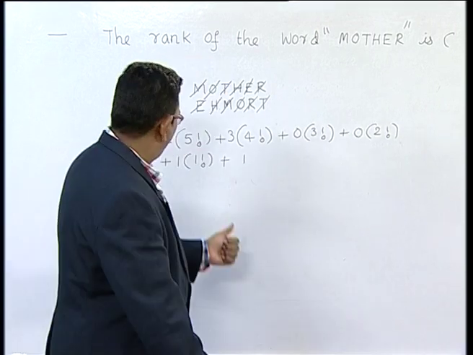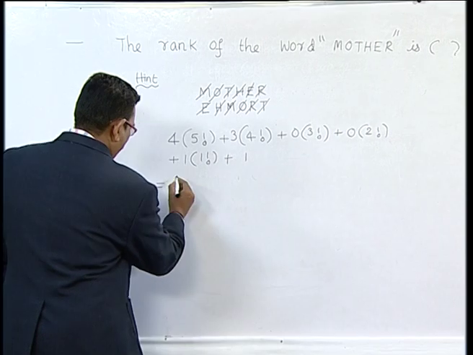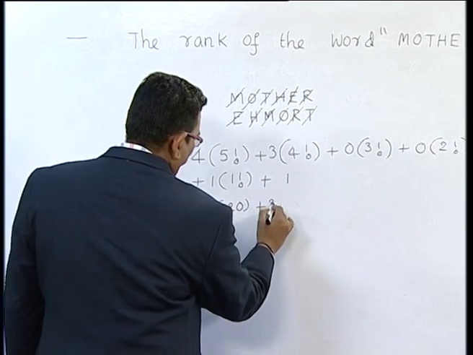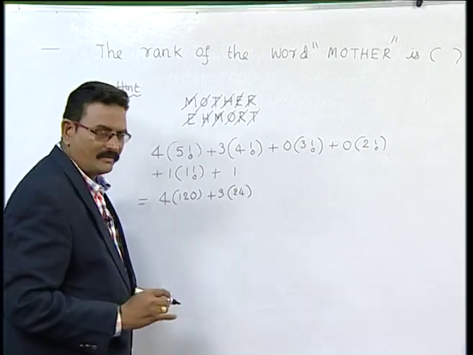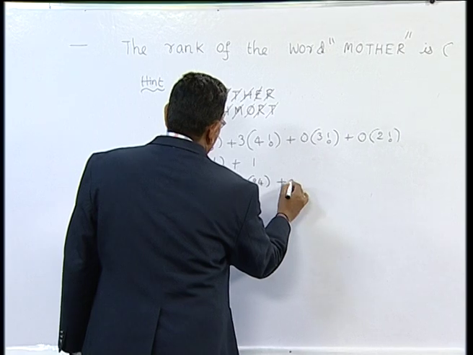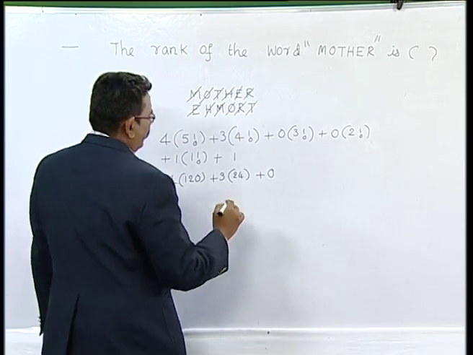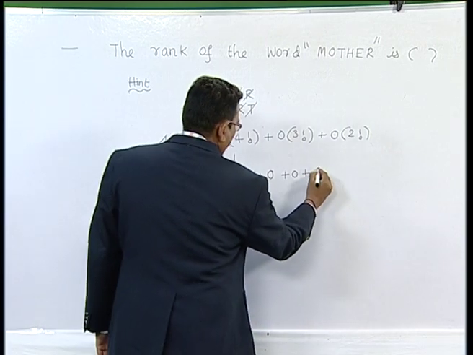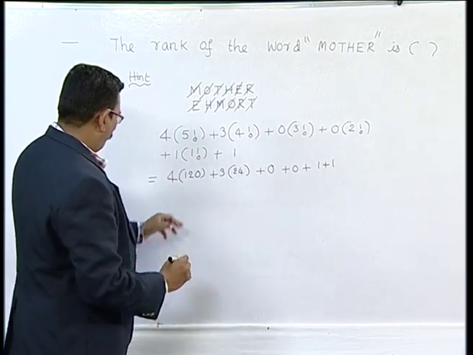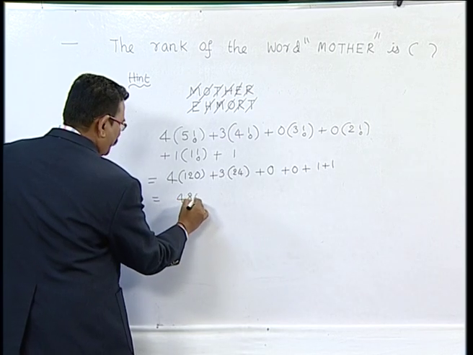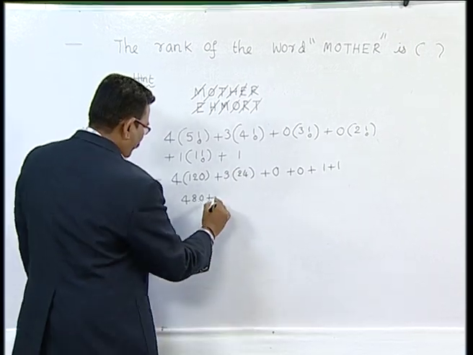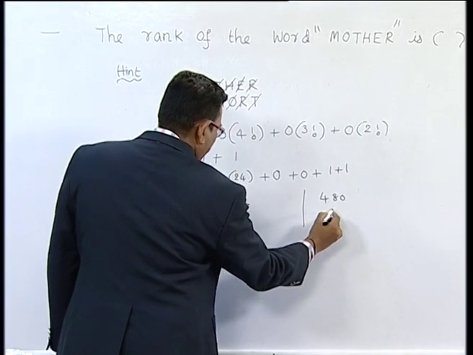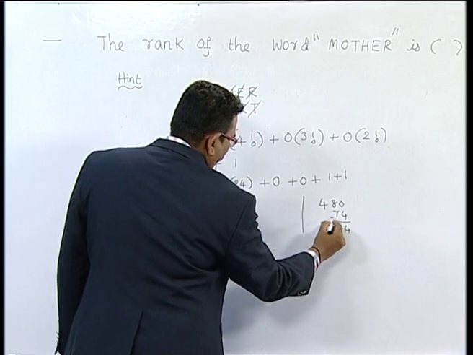We know that 5 factorial means 120. So, we can write 4 into 120 plus 3 into 4 factorial, which means 24, plus 0, next 0, 1 factorial means 1, that is plus 1. 4 into 120 is 480, plus 24 into 3 is 72, and plus 2. So, now 480 plus 74, that is 554.